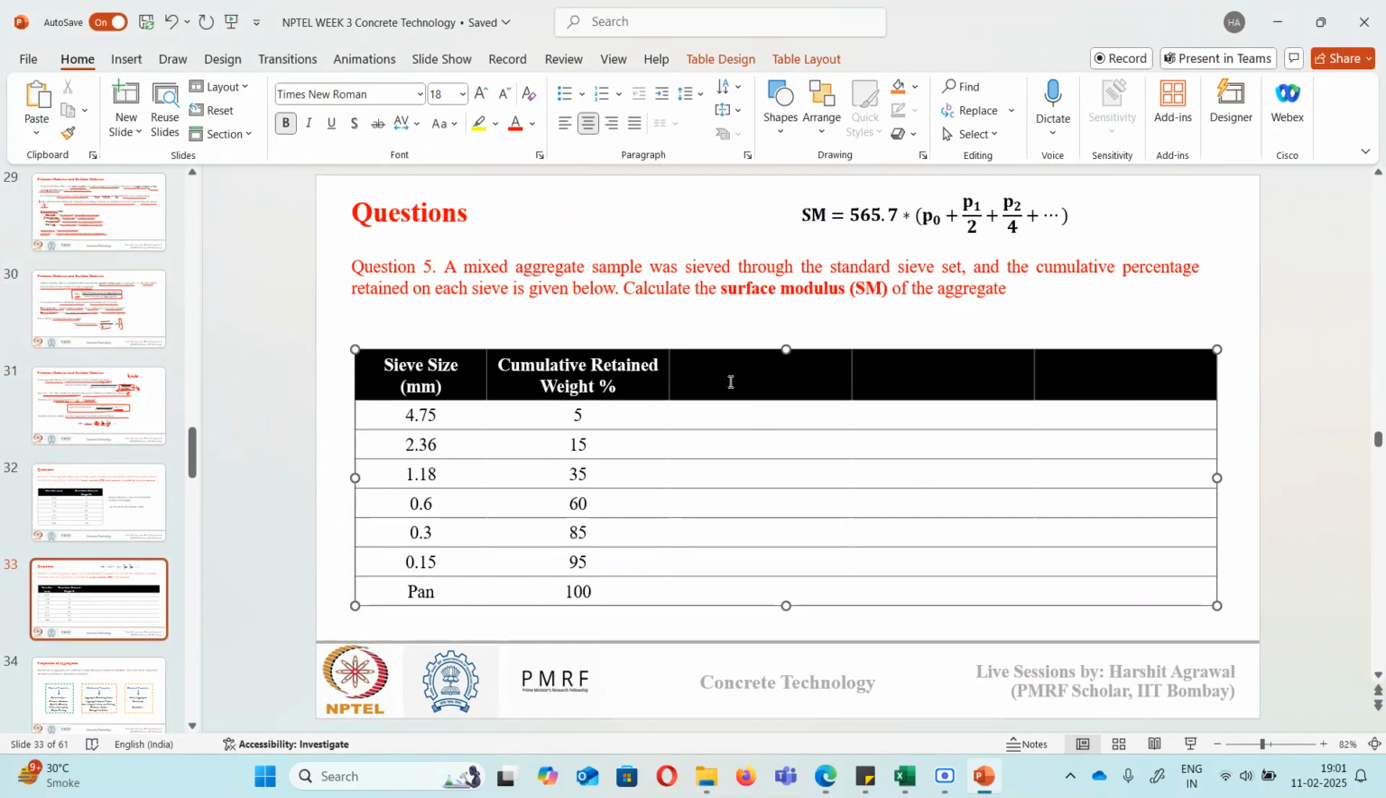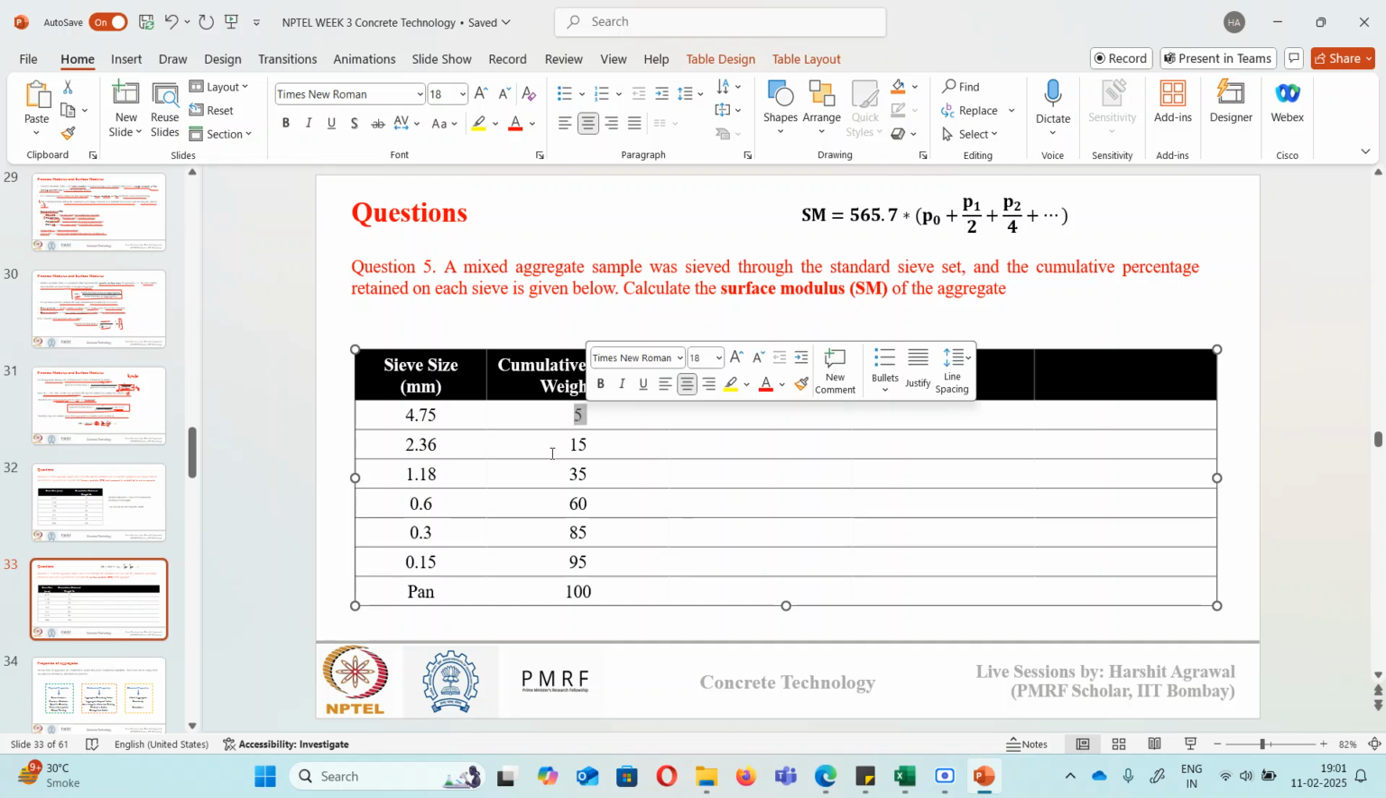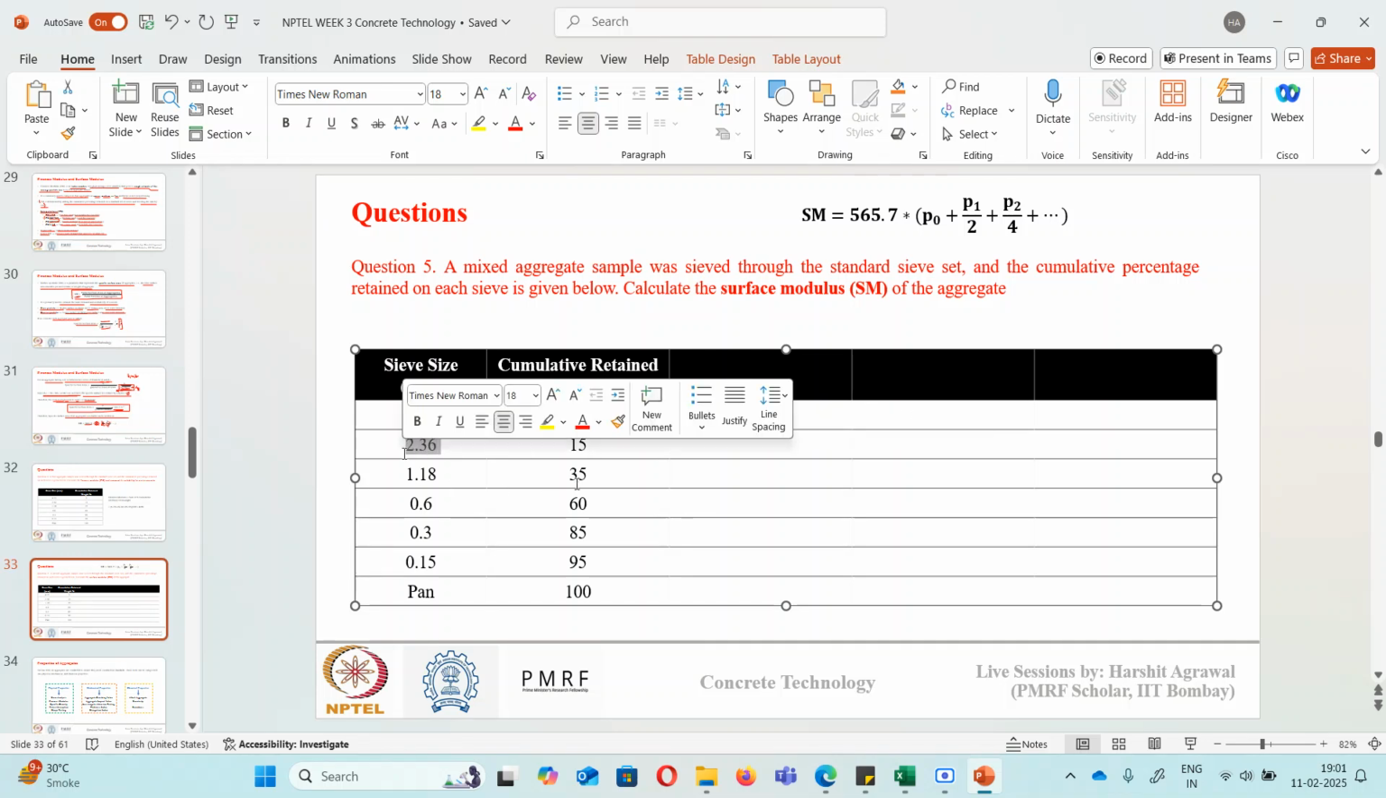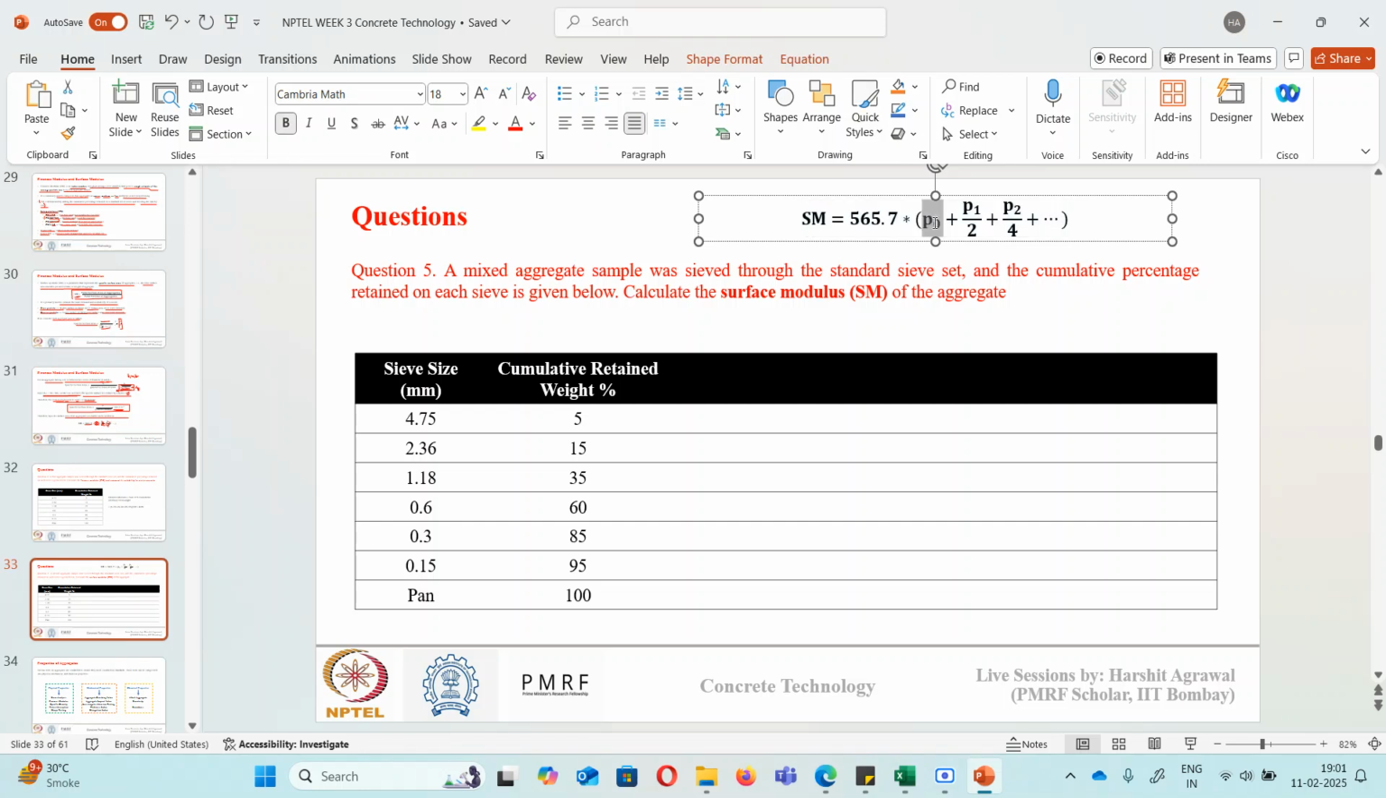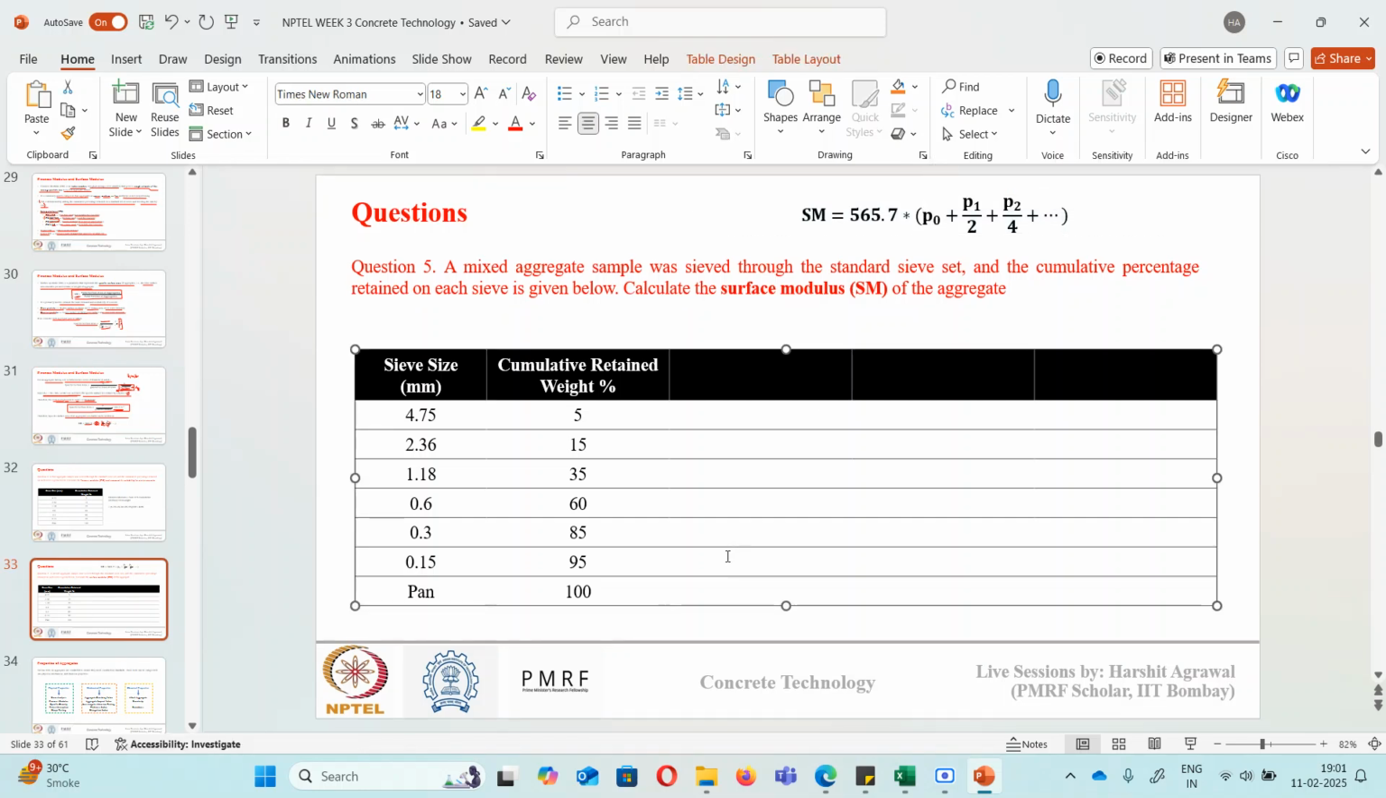Okay, let's see the answer for this. Here you have been given cumulative percentage retained. So 5% is retained on this sieve, a total of 15% will be retained on 2.36, 35 on 1.18. But in the formula, P naught is how much aggregate there is between size 0 and size 1 sieve, and how much aggregate there is between size 1 and size 2 sieve. For that we need percentage passing, and not cumulative percentage retained.